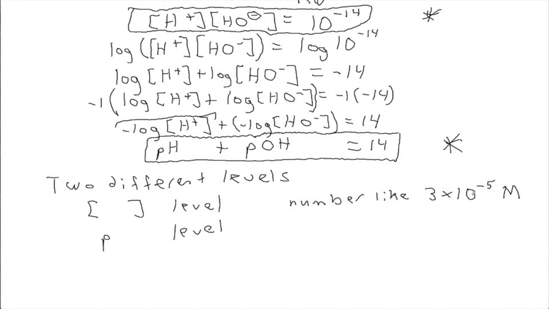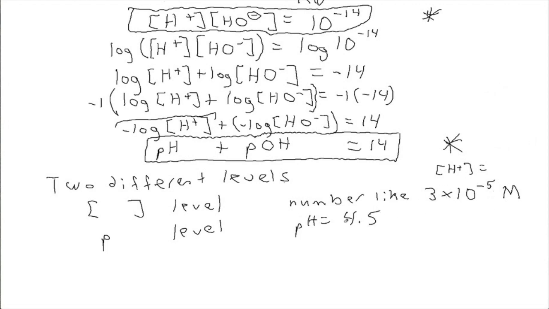In fact, if this was an H+ concentration, what would be the pH? Pause the video and work that out. If this was the H+ concentration, what would be the pH? Well, the pH would be the negative log of 3 times 10 to the negative fifth. Okay. 3 times 10 to the negative fifth. So that would come out to be approximately 4.5 if this was the H+.